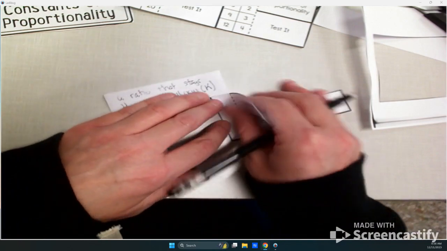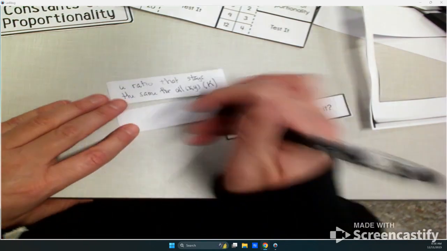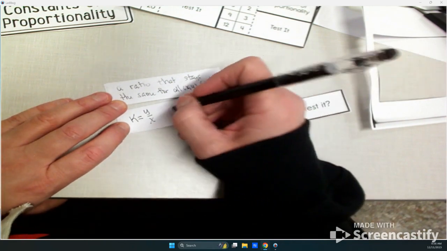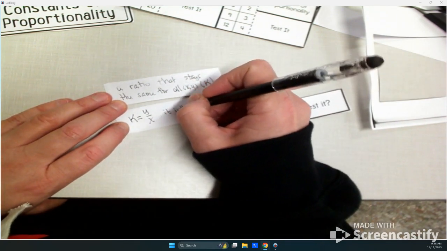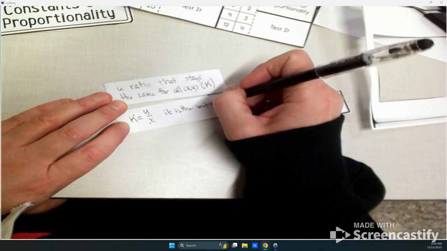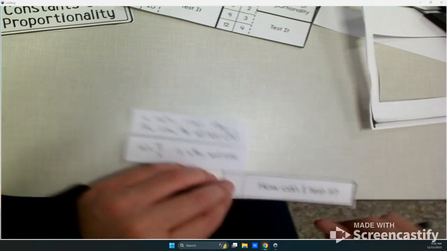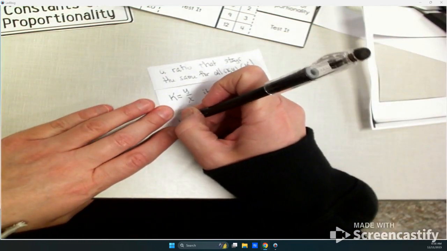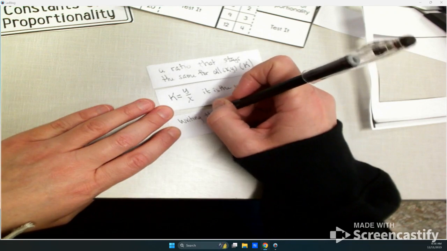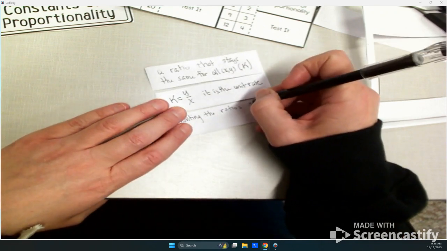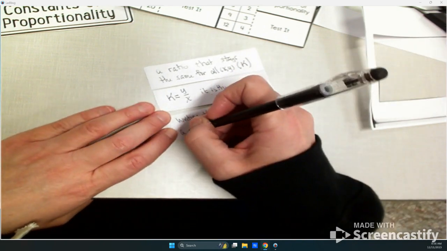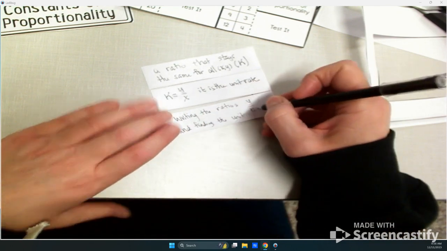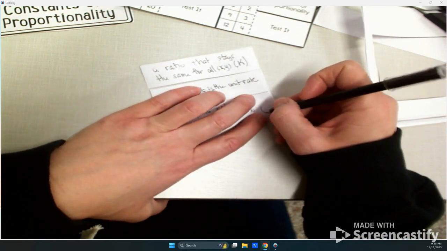How do I write it? Well, we write the constant proportionality as k equals y over x. It's the unit rate. And then how can I test it? So how do I test it? Well, I test it by writing the ratios y over x and finding the unit rate. Or I'm going to put in here divide.